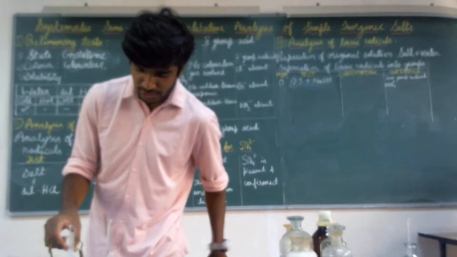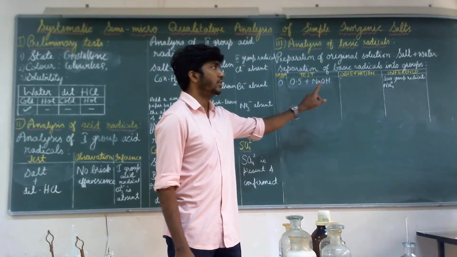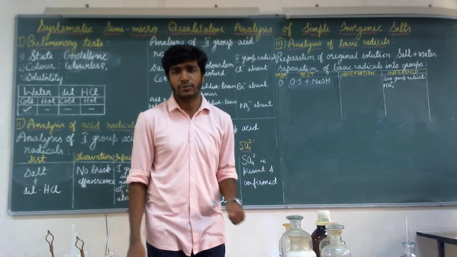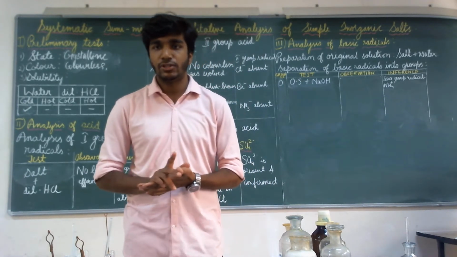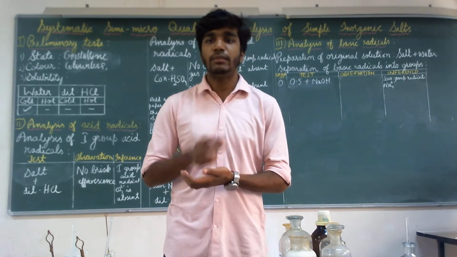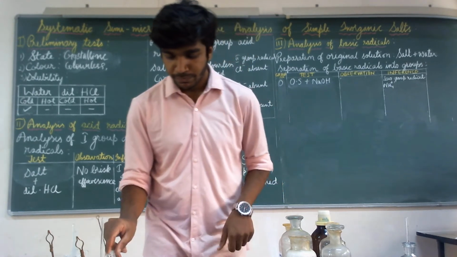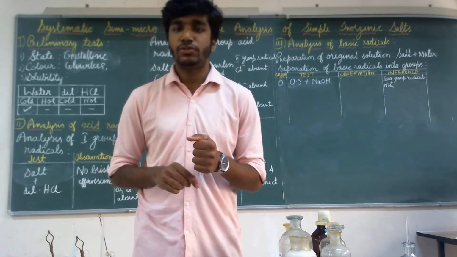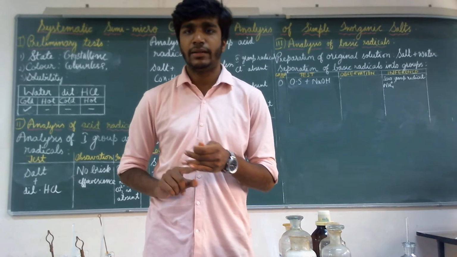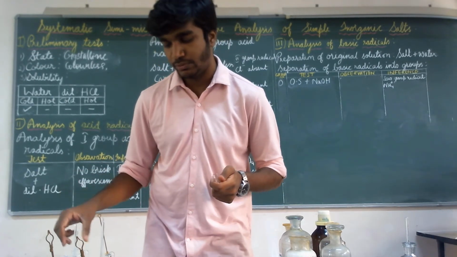I think you already know this, that your salt will not contain the radicals which are in first and second group. That is basically because we will not be giving you salts which contain radicals of first and second group. So we will be directly moving on to the third group basic radical analysis. For the analysis, we will be taking original solution. To original solution, we will add NH4Cl and NH4OH. NH4Cl solid and NH4OH.